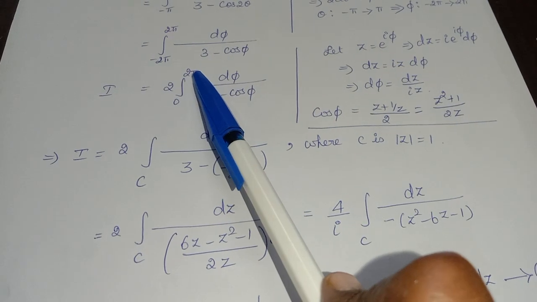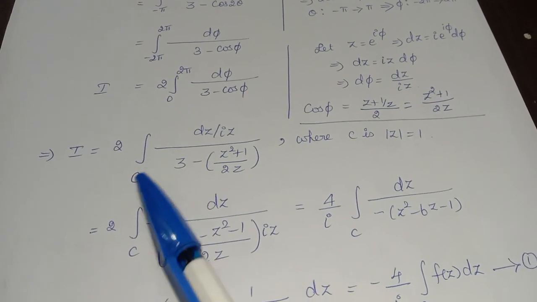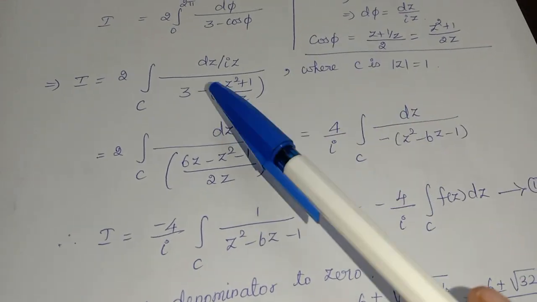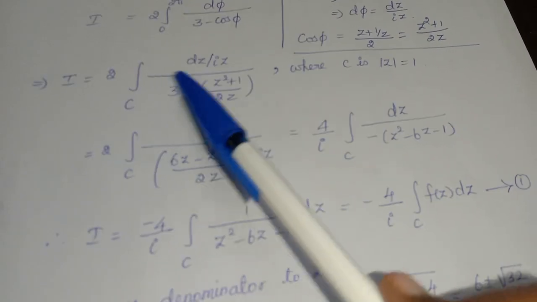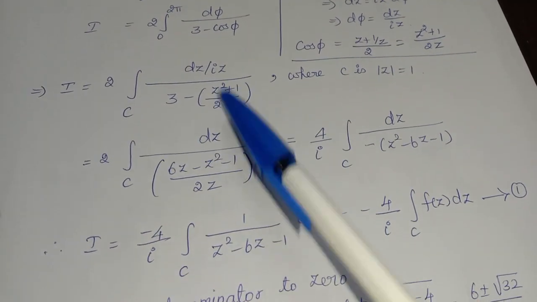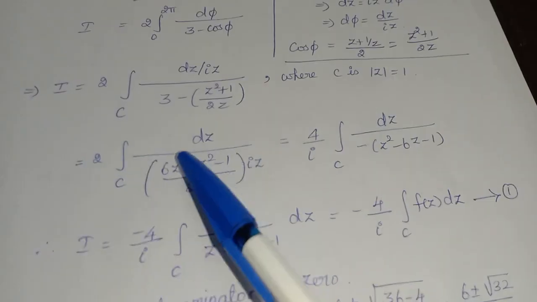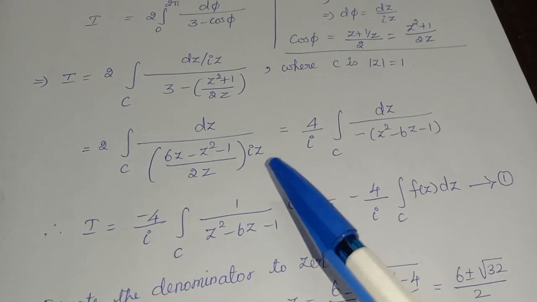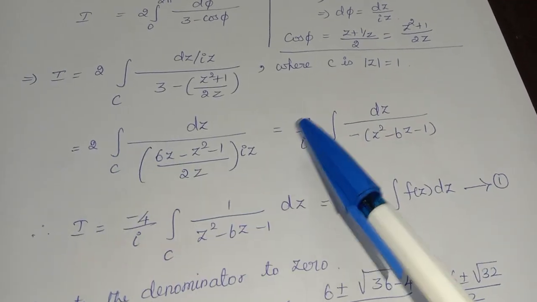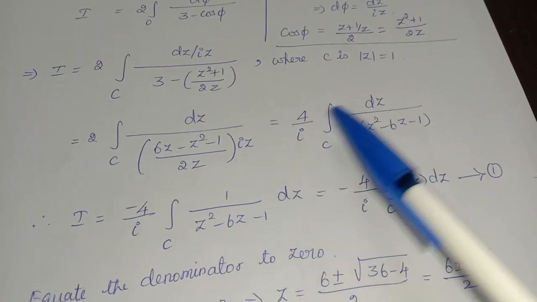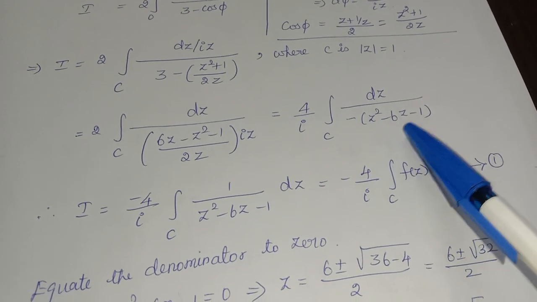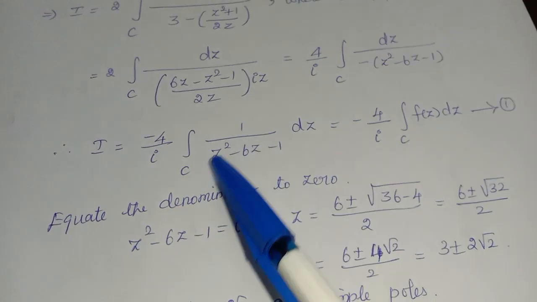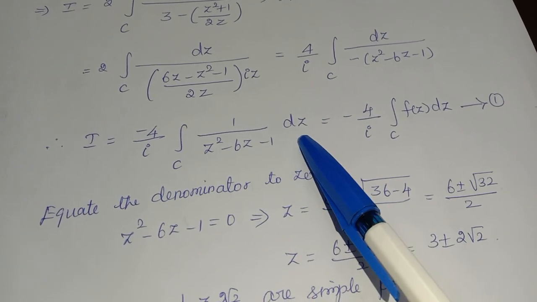Here the limit is from 0 to 2π. Instead of that, we have to take the integral over the circle C, where C is the unit circle, |z| = 1. So this will become 2 times the integral over C of dz, taking the LCM, over (6z − z² − 1)/(2z) times iz. So this is equal to 4/i times dz over −(z² − 6z − 1), the z getting cancelled. So I can keep this −4/i outside. It will be simply 1/(z² − 6z − 1) dz.